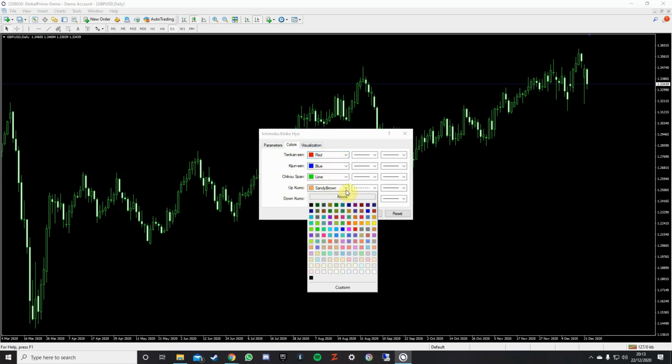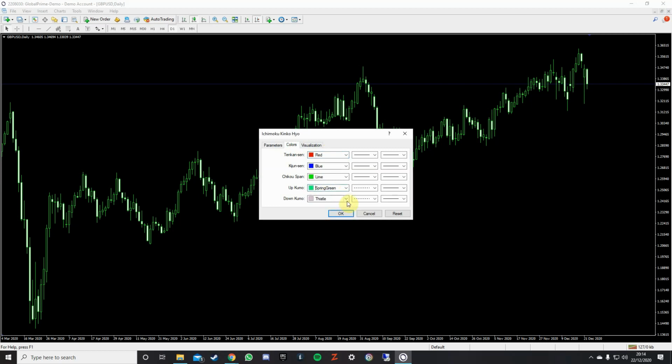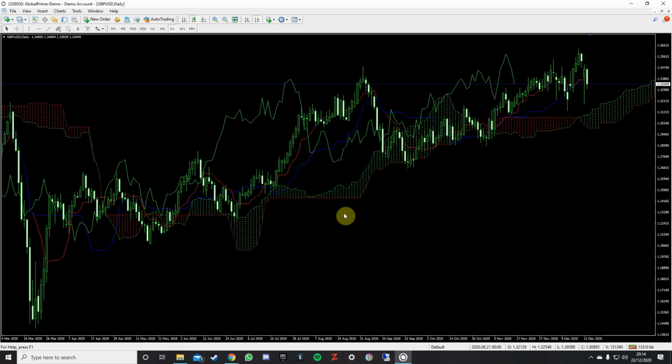Now I like to change the Kumo colors up to be green, to lime green, and down to be red, just because it makes more sense in my mind. So I'm going to click that and load it up, and you can see your chart immediately looks really busy. So basically, what have you got on here?